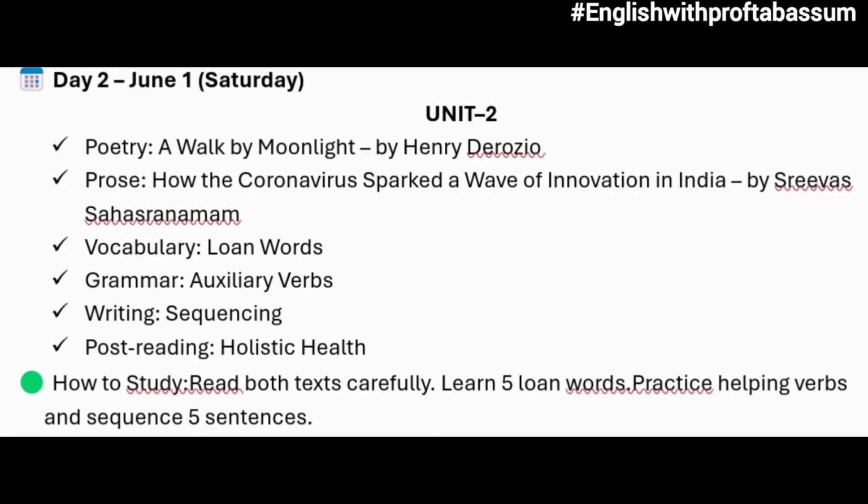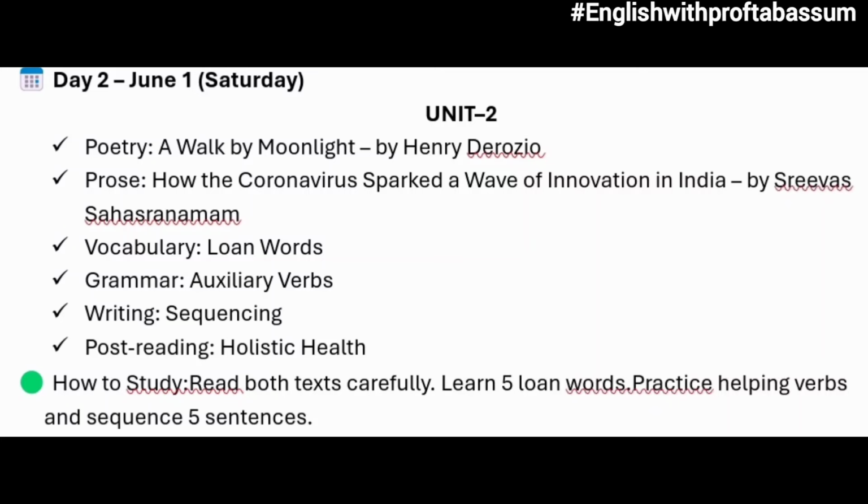Next is Unit 2 that you will study on June 1st. In poetry, you have A Walk by the Moonlight by Henry Derozio. It's about 3 friends walking in the moonlight after returning from a friend's home. And the author, Henry Derozio, observes nature and thinks about how wonderful nature is, the beauty of the moon, the nature.